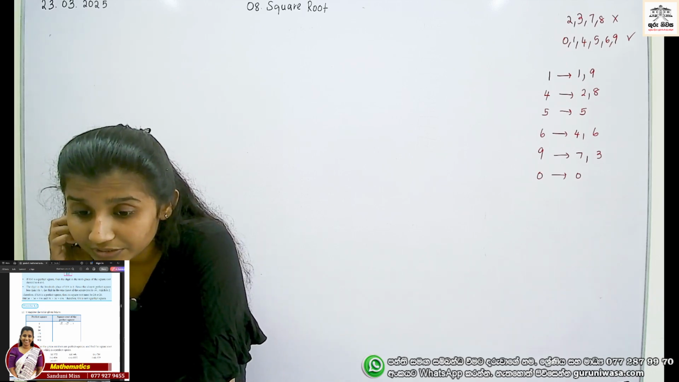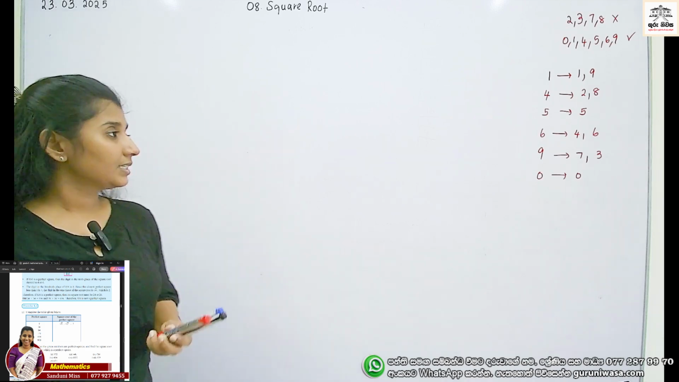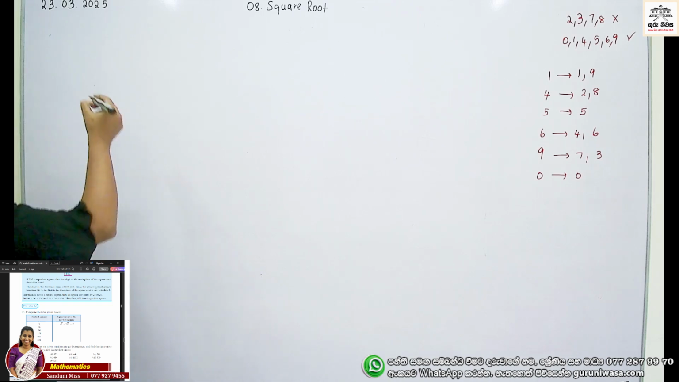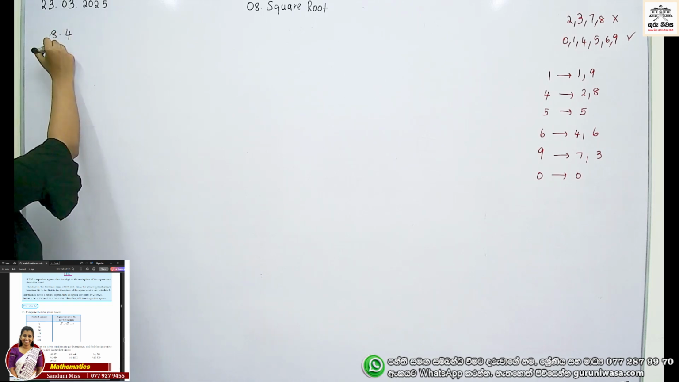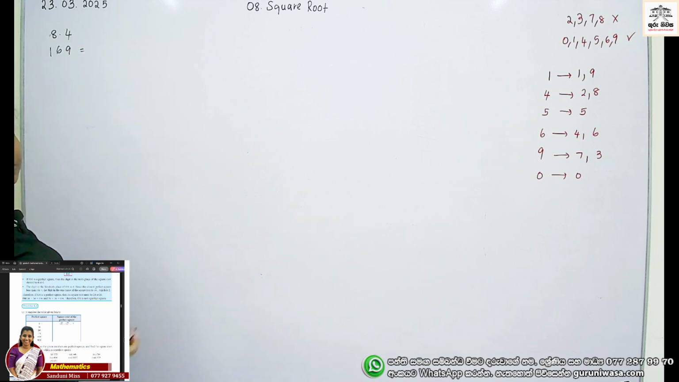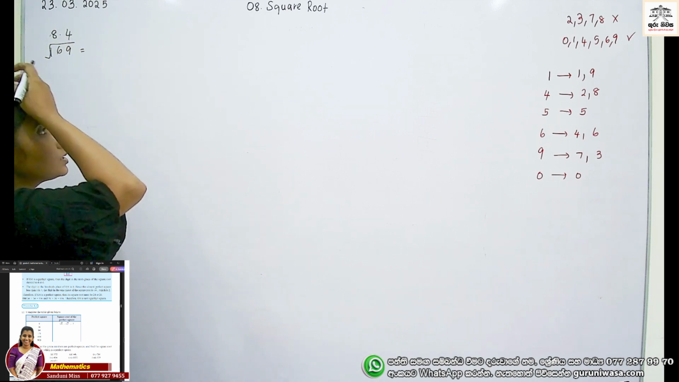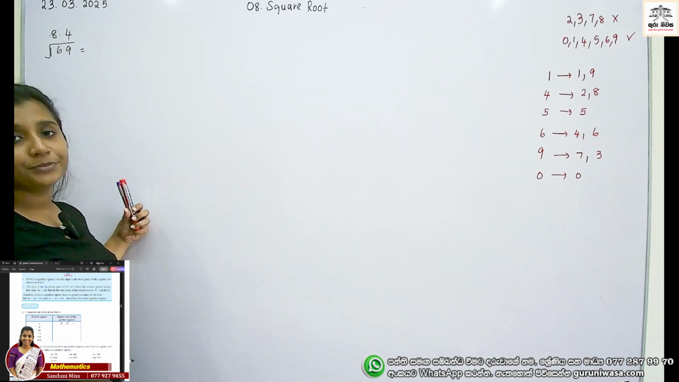Right. First of all, you need to find whether these numbers are square roots or not. Right. 169, the first one. Yes, this is a square root. So, how do you find whether it is a square root? By the last digit, right? So, if this is a square root, how do you find it?